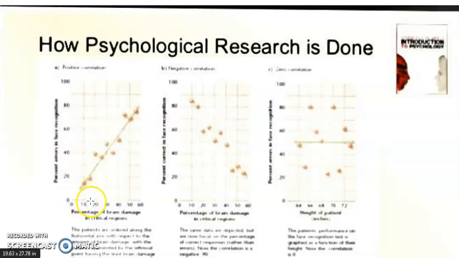So as the poverty level increases, the level of depression is also increasing. The line of the graph is moving from the lower left side to the top right corner. Similarly, this graph is showing a negative correlation.